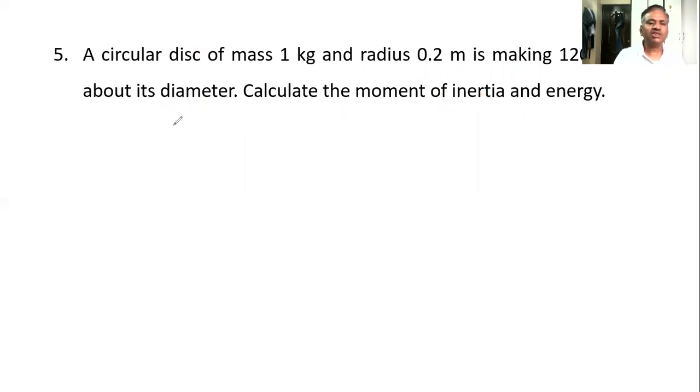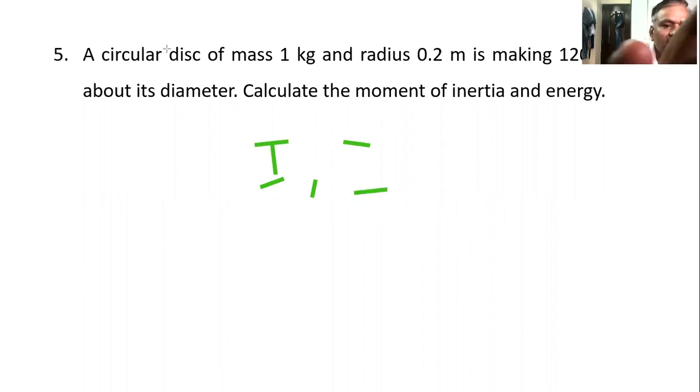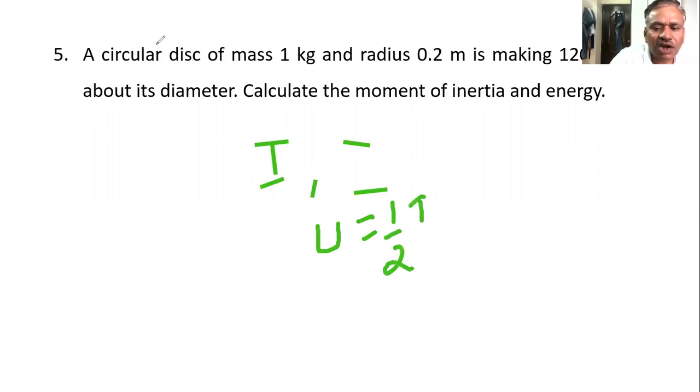You need to calculate these things here. First, you need to calculate moment of inertia. And another one is energy. What is the energy formula? Energy equal to 1 by 2 I into what? Omega square. Students, remember, this formula can be related to kinetic energy in linear motion. How are you writing it? 1 by 2 m v square, you are writing, no?